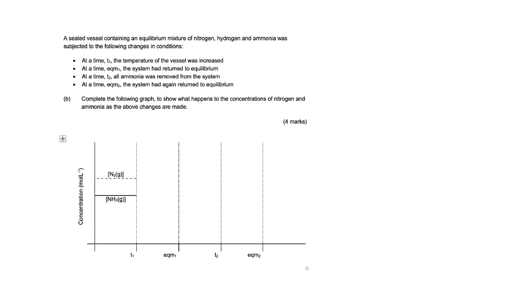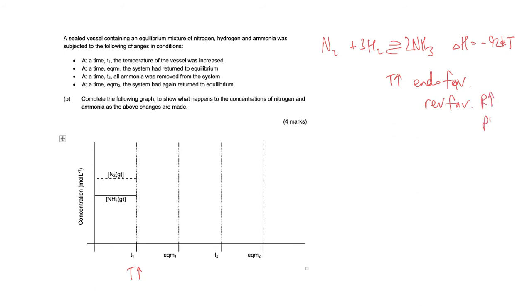Sealed vessel, equilibrium mixture of the Haber process stuff. At time 1, the temperature of the vessel was increased. So T increase. Okay, so if the temperature increased, again, here's the equation. NH3, 2, delta H equals negative 92 kilojoules. Okay, so it's exo forward. If it's exo forward, that means that the temperature increase leads to endo favored. Endo favored means that's the reverse favored, which means that you have more reactants and less products.